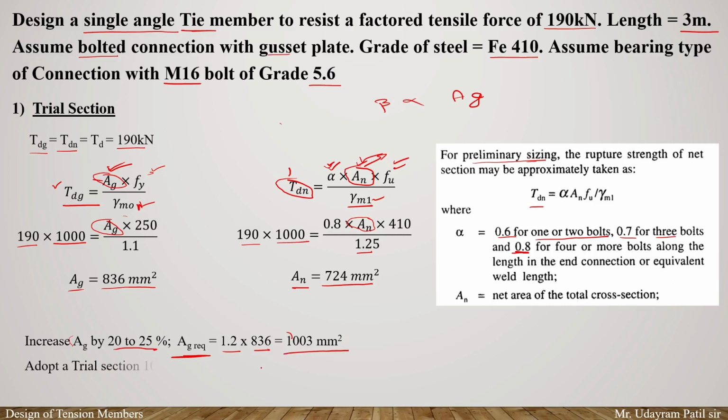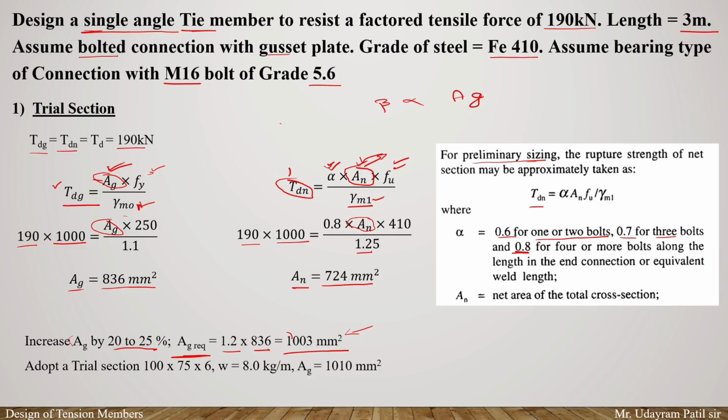mm square. So from the steel table, now we are going to refer to the steel table, and we are going to search for the sections whose gross area is greater than 1003 mm square. हम क्या करेंगे, स्टील टेबल यूज करेंगे. स्टील टेबल में हम AG सर्च करेंगे कि कौन से मेंबर का AG जो है आपका, obviously here the angle section is there, therefore we are going to search for the angle section. Whatever section has a greater AG, that is gross area, than 1003 mm square, we are going to select that particular section.